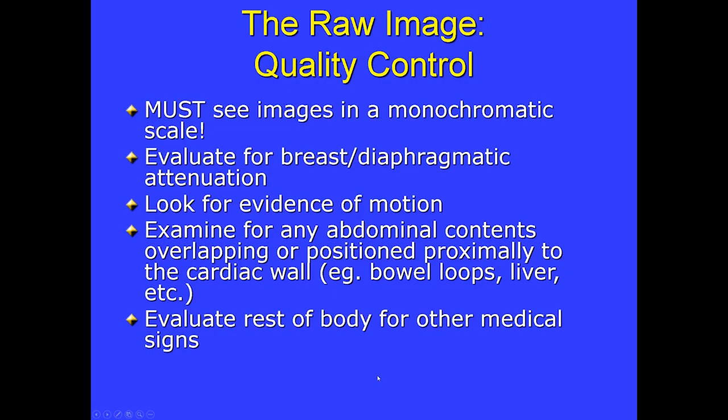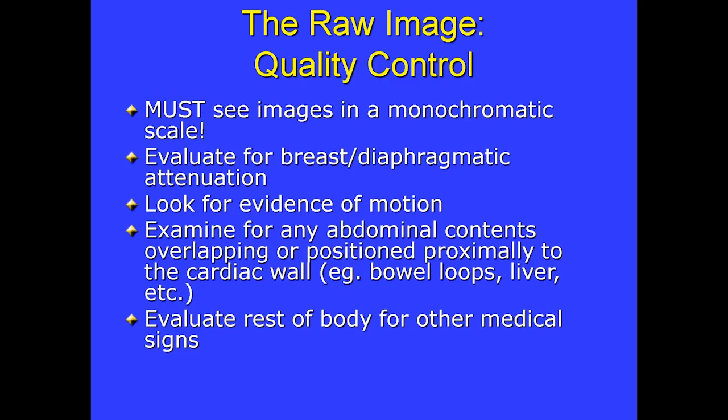So once you've gotten all that information, you've done the stress testing, and you have all your images, you're sitting down to read the scan. How should you approach it? Well, you really should look at the raw image, something that's really underappreciated in reading cardiac nuclear imaging studies. First of all, it is highly recommended that you use a monochromatic scale. That means, and there are certain scales in nuclear medicine, such as thermal, grayscale, and inverted grayscale, which are considered in the monochromatic category.